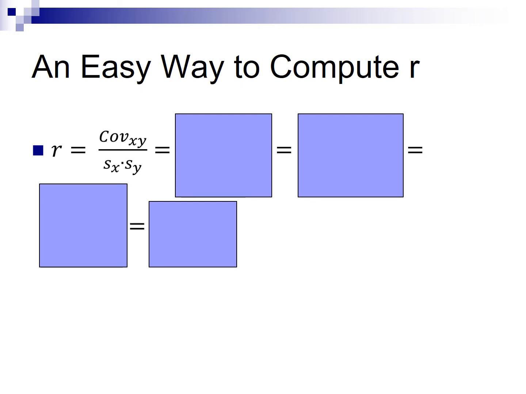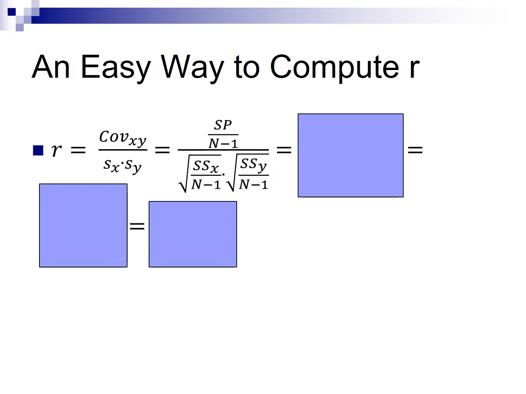Now you've done in-class exercise 1 using the conceptual formula to get the covariance and the standard deviation for x and y respectively. There is actually an easy way to compute R. Here, let me show you why it is workable. R is the covariance between x and y divided by the standard deviation for x multiplied by the standard deviation of y.